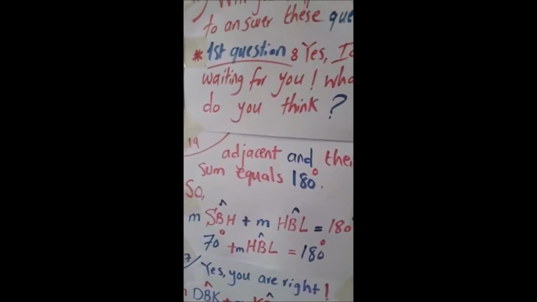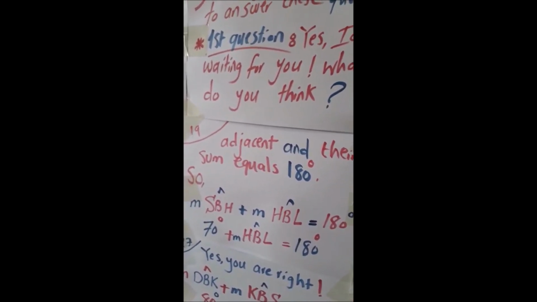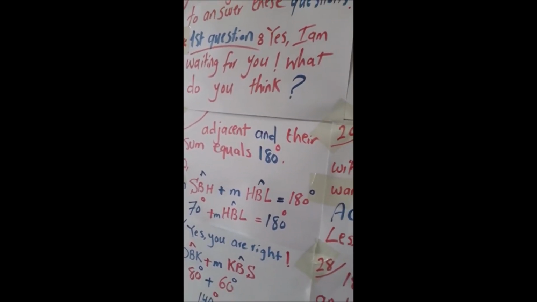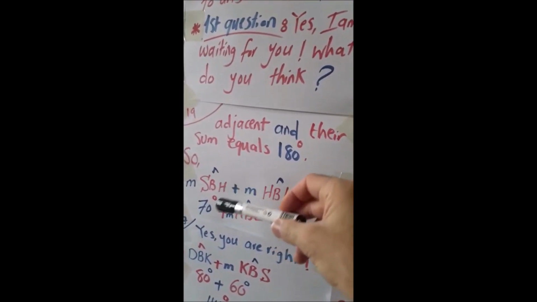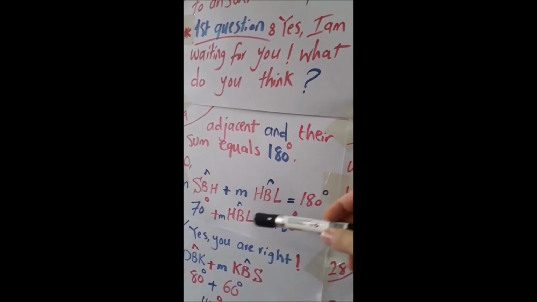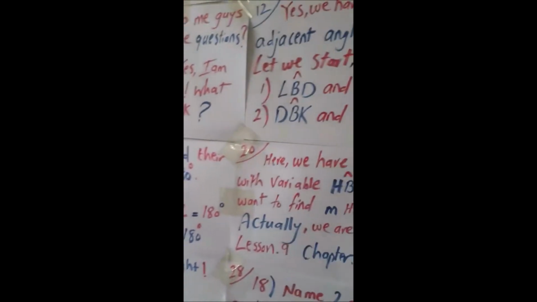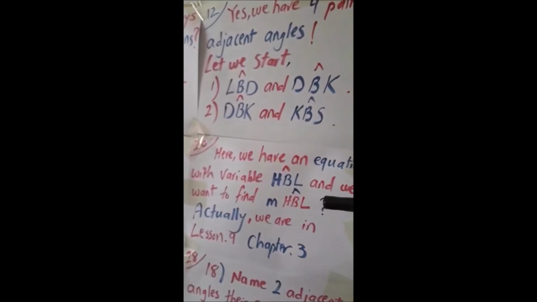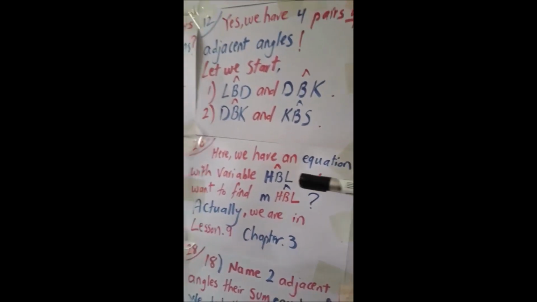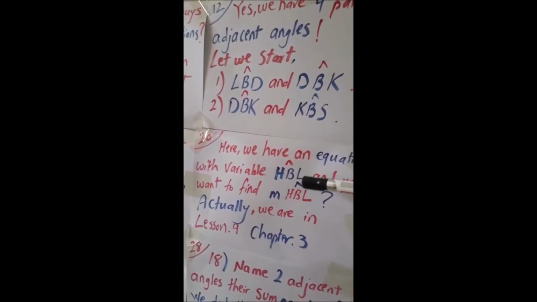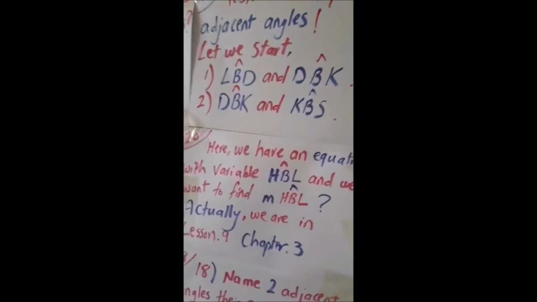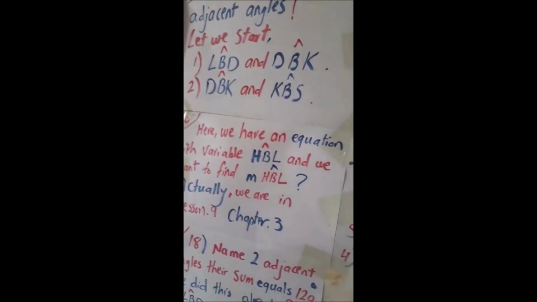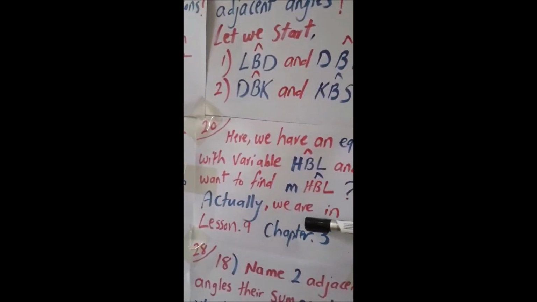So we have this equation: measure of SBH plus measure of HBL equals 180. Then you put under SBH the measure of this angle, 70. We want the measure of HBL, equal to 180. And look here, guys, what we have, something wonderful. Here we have an equation with a variable. We call it a variable because it is unknown, and we want to find the measure of HBL. This is the beautiful thing: we are in lesson 9, chapter 3.